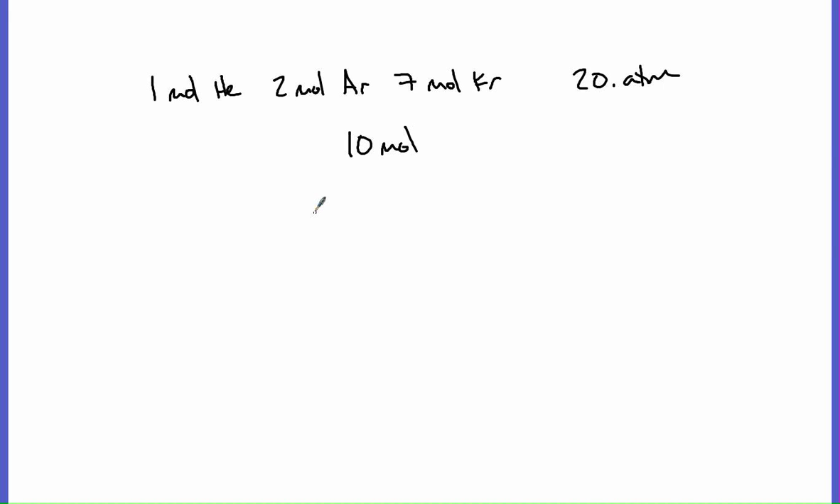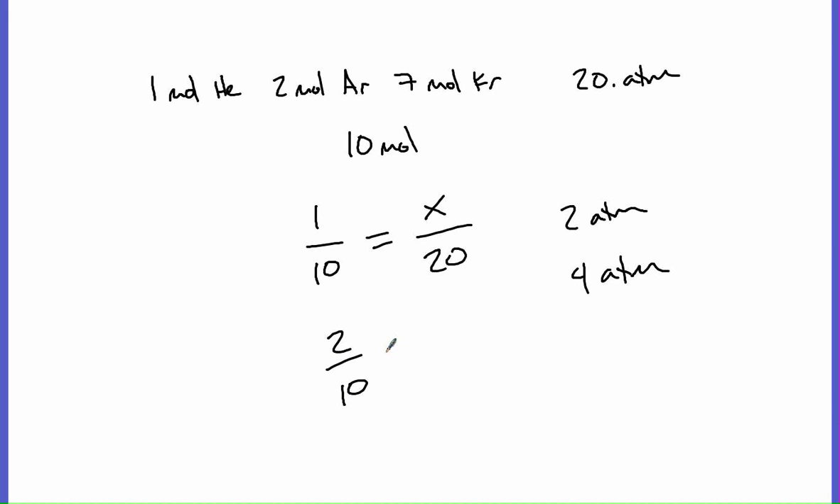I can just set it up and say, okay, so 1 out of 10, right, that's my helium. So I could set it up and solve for X out of 20 total, how much of that pressure is attributed to helium. Again, if I solve for X, I would find out that 2 atmospheres came from the helium, whereas argon, being twice as big, is probably going to be 4 atmospheres, right? But I could solve for that by setting up 2 over 10 equals X over 20 and just do what I got to do, right? That would still give me 4 atmospheres.